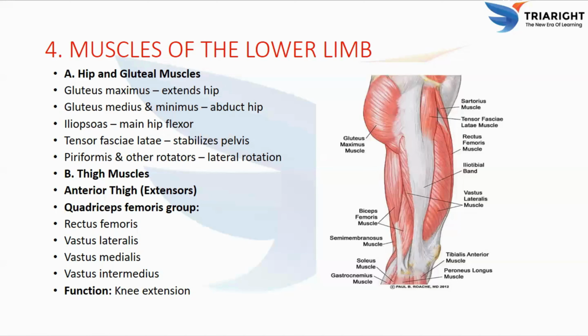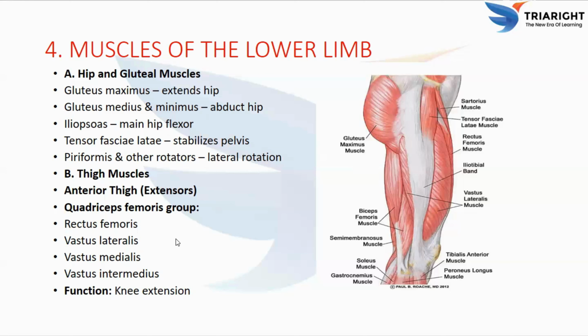And the next muscle is the tensor fasciae latae. It stabilizes the pelvis and works with the iliotibial band. It also helps with hip abduction and internal rotation. Piriformis and other rotators provide the lateral rotation of the hip. They are also important for stability and posture. The sciatic nerve may pass close, hence piriformis syndrome. Okay. So what are the thigh muscles? Thigh muscles are divided into anterior and posterior. Anterior thigh extensors mainly extend the knee.